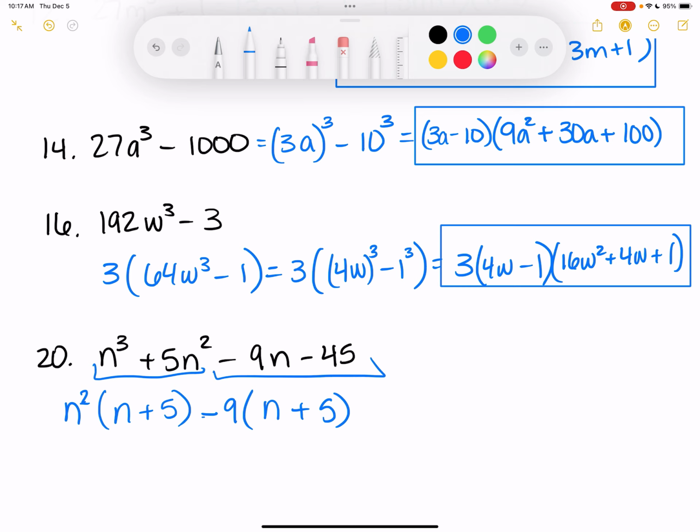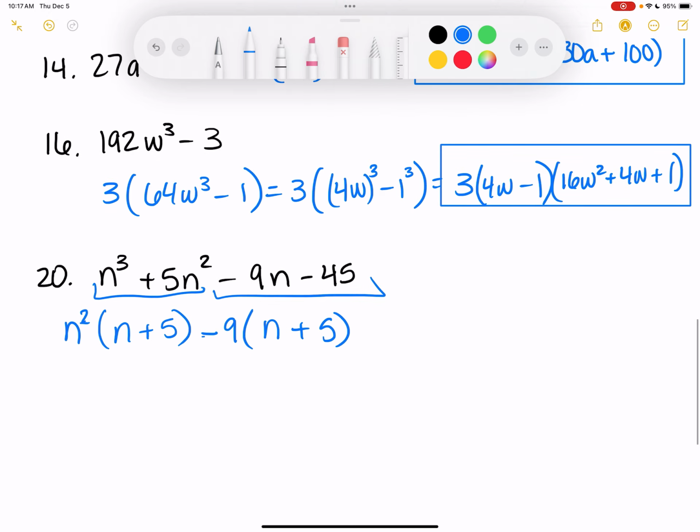So now what I have is n squared minus 9 times n plus 5. But because this was something that was higher powered, I should always see if I can factor it any farther. So can I do anything, obviously not with the n plus 5, but can I do anything with that n squared minus 9? I'm thinking you could possibly take the square of it.